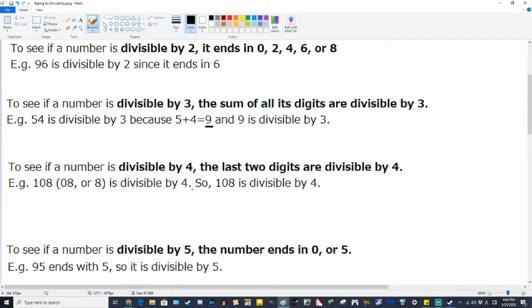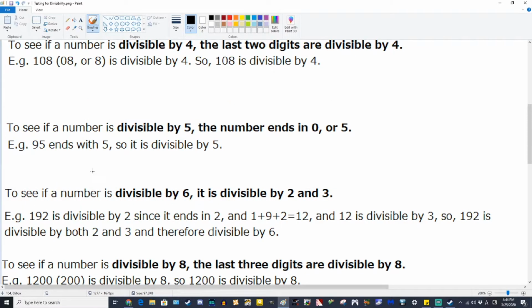So to see if a number is divisible by 4, the last two digits are divisible by 4. So, for example, you have 108. So, 08, or just 8, if you get rid of the leading zero. I think it's called the leading zero, might be wrong on that. You can get rid of it. It's just 8. So 8 is divisible by 4. So you can say 108 is divisible by 4. So to test for divisibility with 4, the last two digits have to be divisible by 4. Alright?